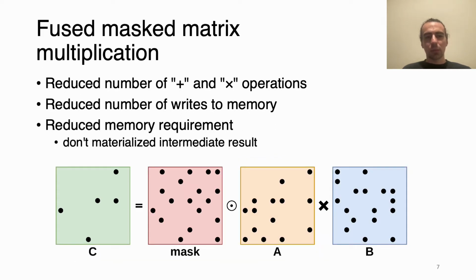In this work, we propose fused masked matrix multiplication, where we reduce the number of arithmetic operations, we reduce the number of writes to memory, and we don't materialize the intermediate result. Therefore, we need less memory to execute the algorithm.